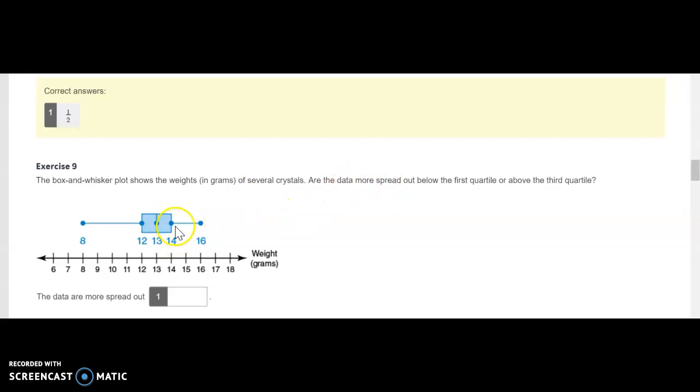So is the data more spread out? Well, if we look here, look at how long that whisker is, and look at how long this whisker is. So it's spread out more here than it is here. So it's below the first quartile.